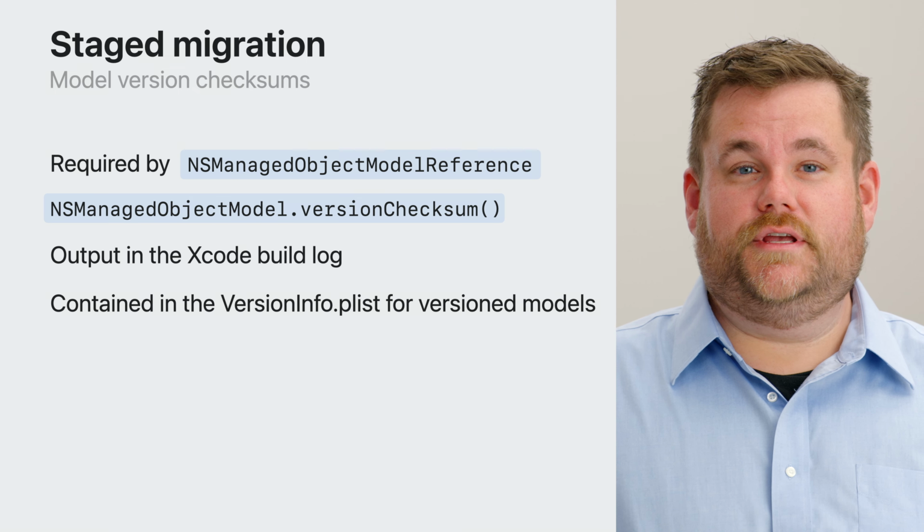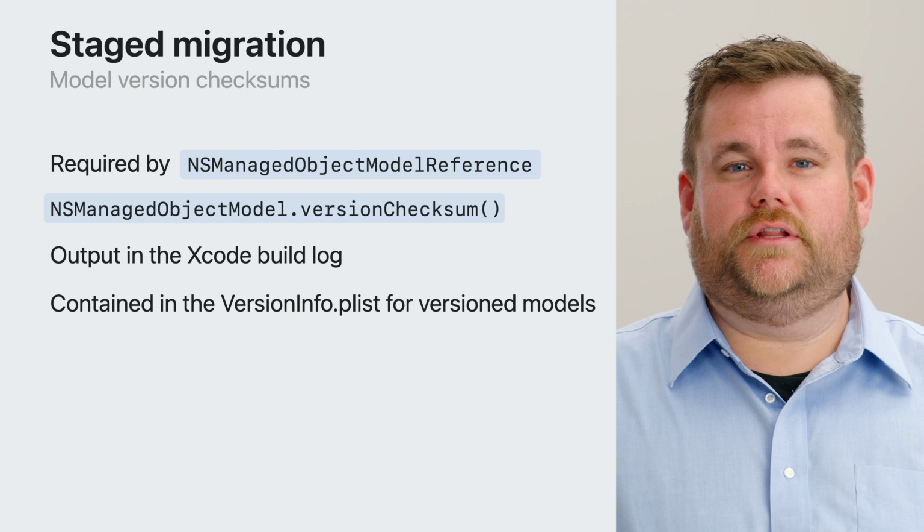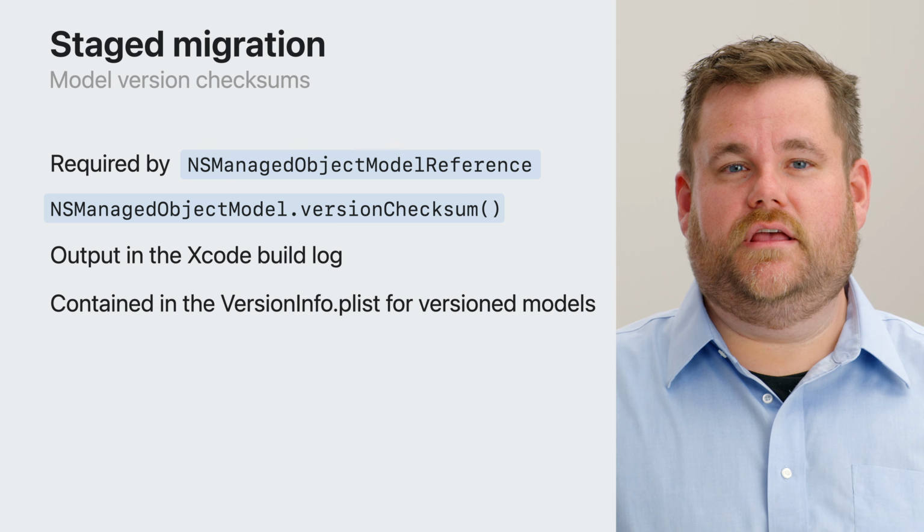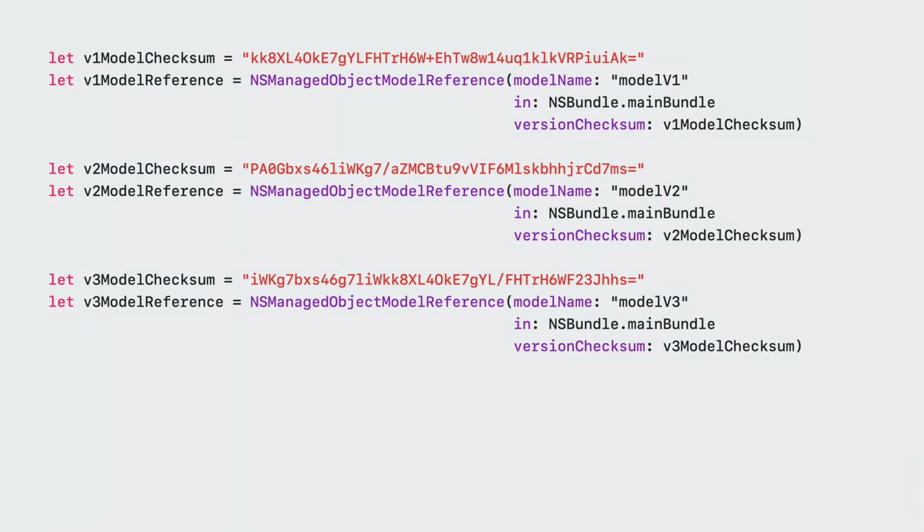For versioned models, the checksum is also available in the versioninfo.plist of the NSManagedObjectModel bundle. Returning to the example, to start using staged migration, I'll begin by creating model references for each of the three models. I'm using the initializer that accepts a model name and bundle reference, but there are other options as well.